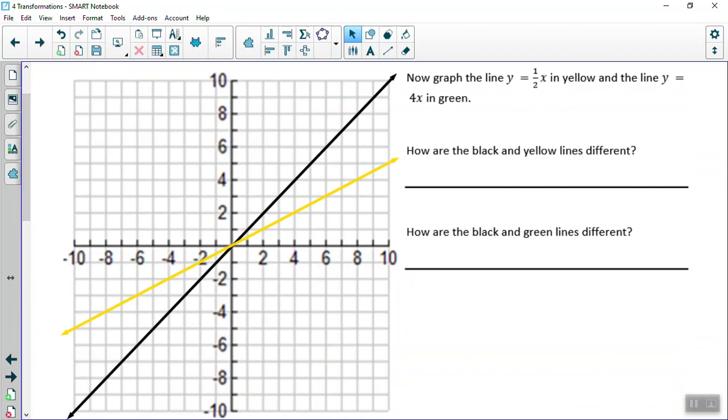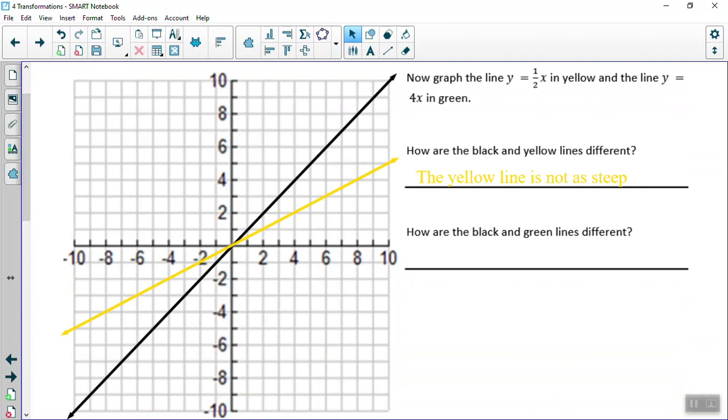All right, well, how are the black and yellow lines different? Well, now we can see that this yellow line doesn't look quite as steep, right? It actually looks like it sits maybe a little flatter than the original one. It's not as steep. Okay?